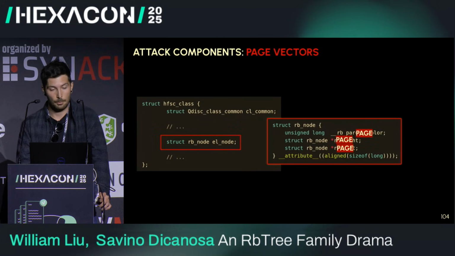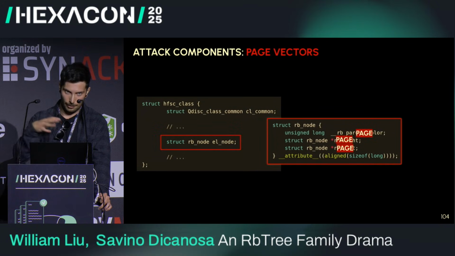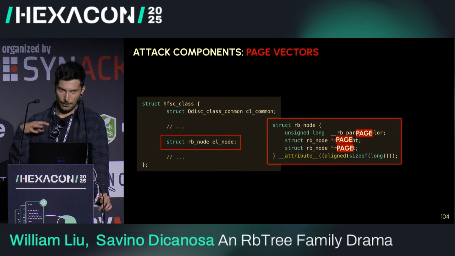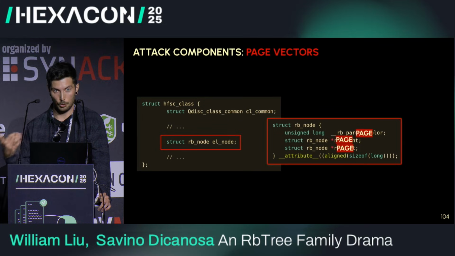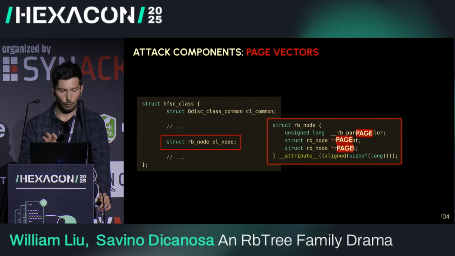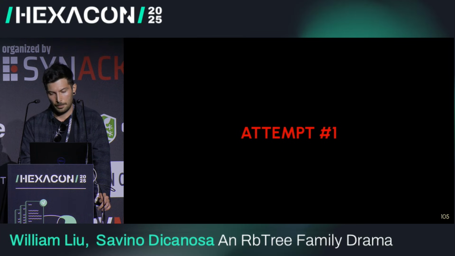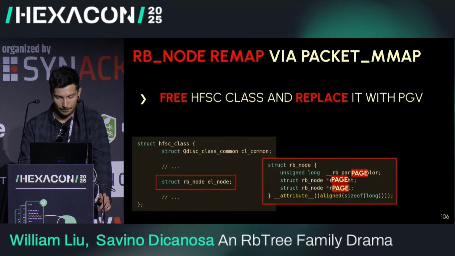Now, the idea is this. We just want to trigger the vulnerability, insert the class twice into the eligible tree, then we free the HFSC class object, and we replace it with a page vector. Now, all the fields in the object are replaced by pointers to user-controlled pages. So we take full control over the node, because now the kernel treats all the pointers in the node, all the pages, as RB nodes. So this was my first attempt, and spoiler, it failed.